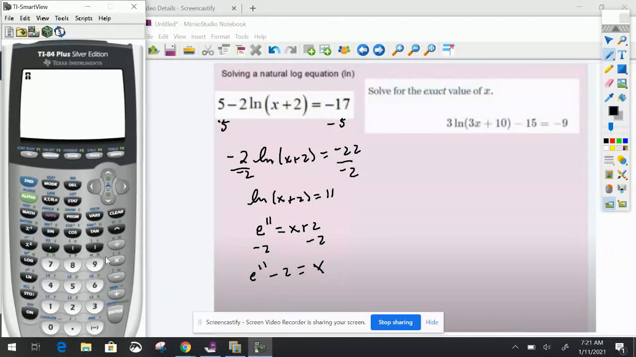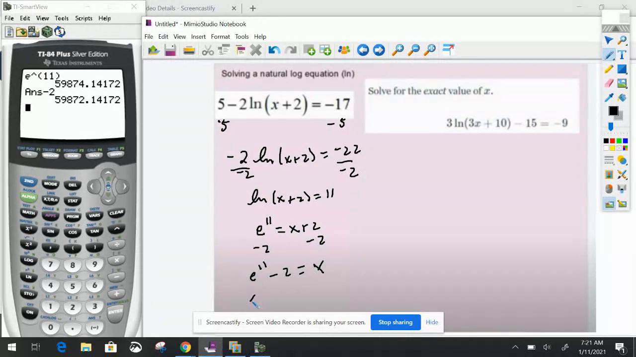So I would go second power, or second. Where's the little e to the x right here? So e to the 11th power, and then subtract 2. And you get x is equal to 59,872.14. Okay.